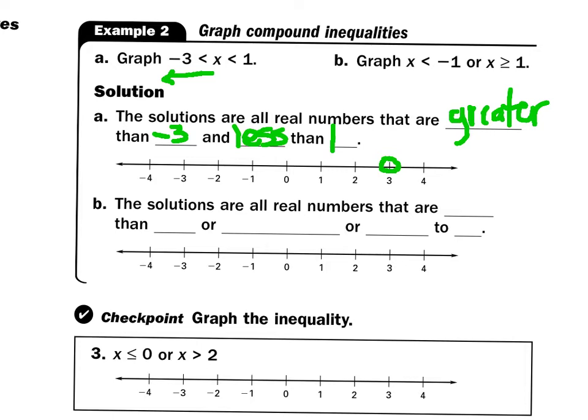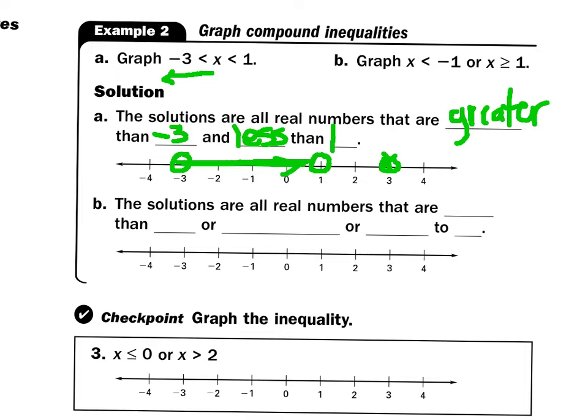Oops, I just put the dot on the wrong spot. So ignore that dot and come over here and put an open dot on -3. And it is greater than that. Now it's also less than 1. So I'm going to make another open dot at 1 and color in toward the less than side. So my solution set is the numbers between -3 and 1, not including -3 and 1.